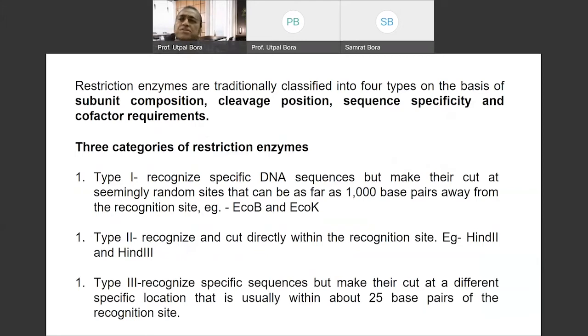So restriction enzymes are traditionally classified into four types. Actually, it should be three types based on the subunit composition, the cleavage position of the restriction enzyme, sequence specificity, and cofactor requirements. The three categories are: type 1, which recognizes specific DNA sequences but makes its cut at seemingly random sites that can be as far as 1000 base pairs away from the recognition site. For example, EcoB and EcoK.